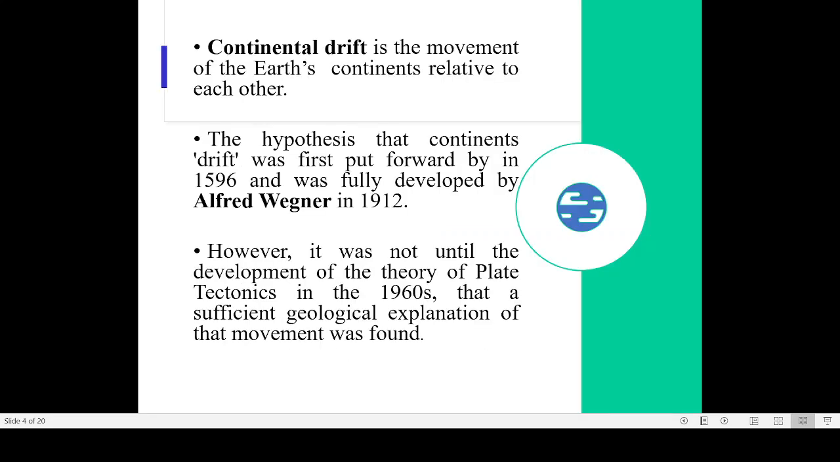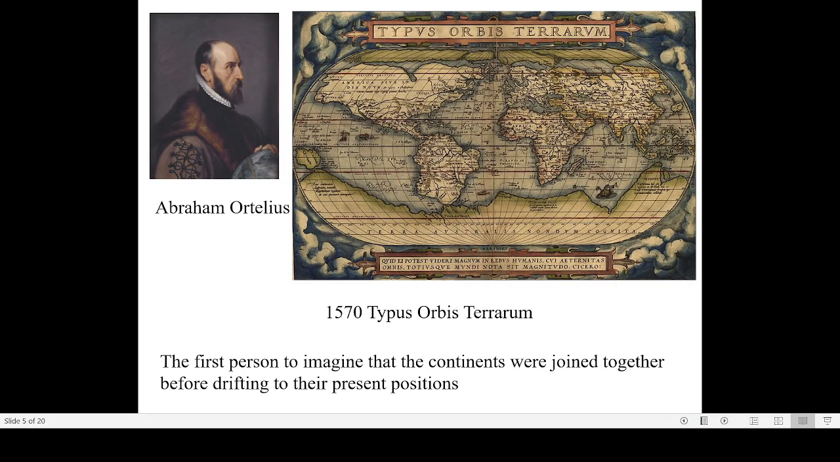Now, another thing is that this idea was proposed in recent times by Alfred Wegener, but earlier, another person, named Abraham Ortelius, here you can see, in 1570, was the first person to imagine that continents were joined together before drifting to their present position.